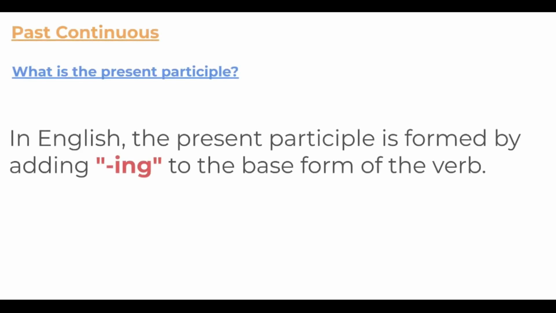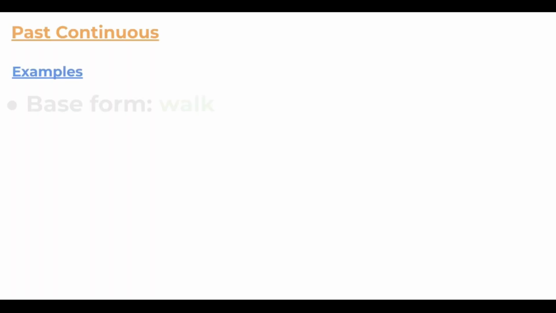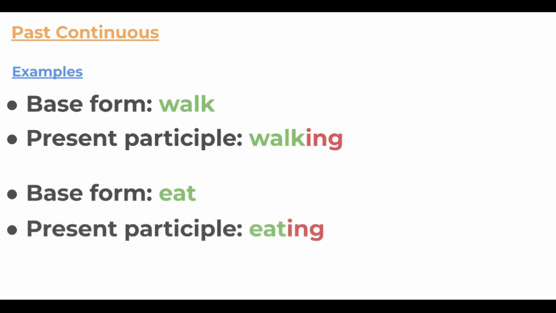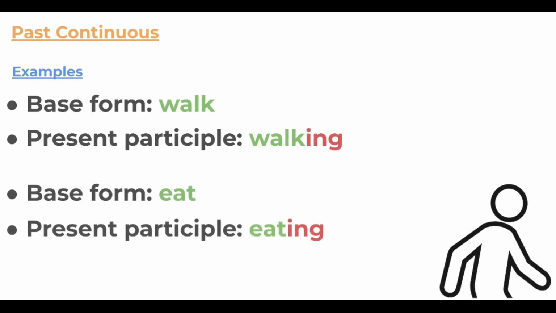And we simply add that ing to the base form of the verb. So walk becomes walking, that's the present participle. Eat becomes eating. So it's fairly straightforward. I know it can be quite overwhelming when we see the formula, but actually in practice, as long as we add that ing to the main verb, then that's all okay.